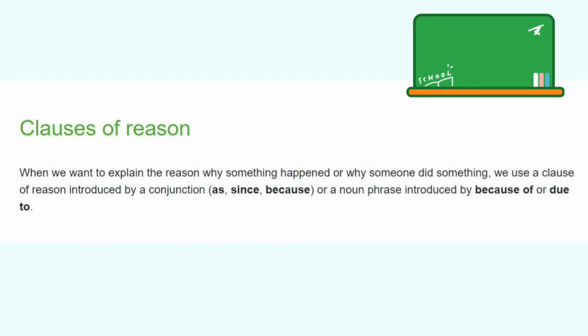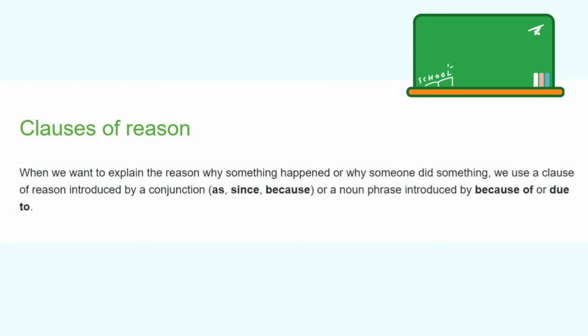Today we are going to talk about clauses of reason. When we want to explain the reason why something happened or why someone did something, we use a clause of reason, introduced by a conjunction: as, since, because, or a noun phrase, introduced by because of or due to.